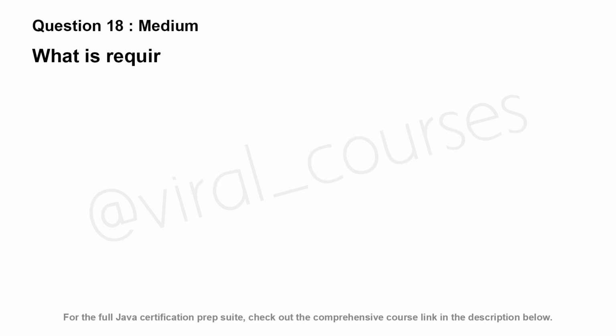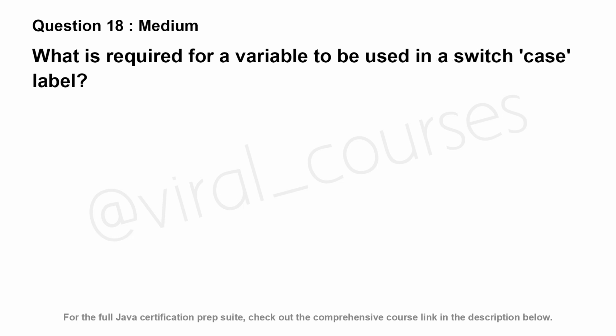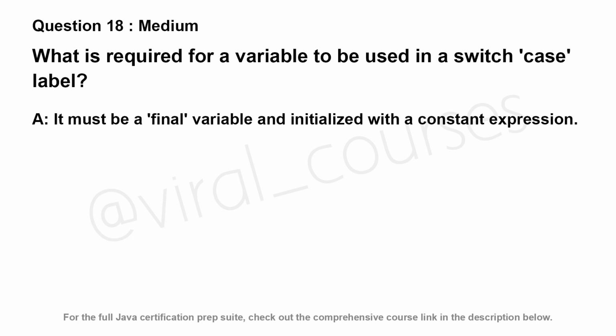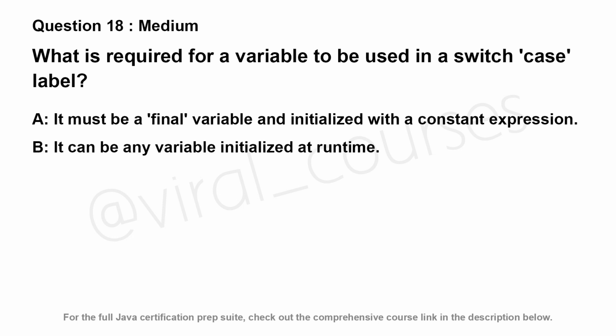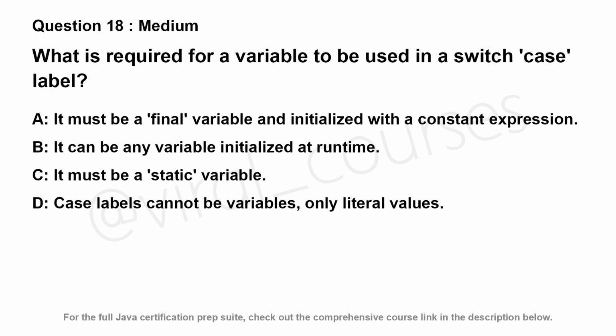What is required for a variable to be used in a switch case label? Option A. It must be a final variable and initialized with a constant expression. Option B. It can be any variable initialized at runtime. Option C. It must be a static variable. Option D. Case labels cannot be variables, only literal values.